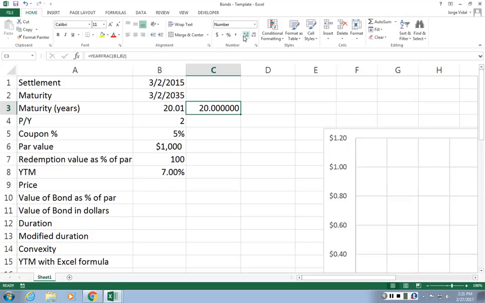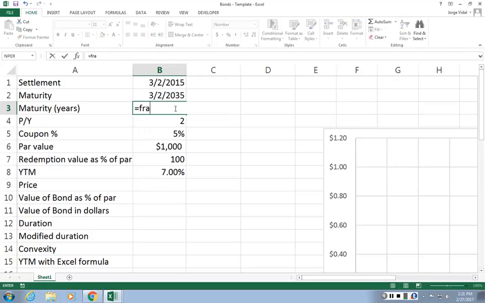So if you want to find out how many days between two dates, use the DAYS function. If you want to find how many years, then use YEARFRAC. Let's replace that here. Equals YEARFRAC, because it's actually 20 years, not 20.01. Start, comma, end, and then close. So I need to use 20 for now. I replace that with year fraction.